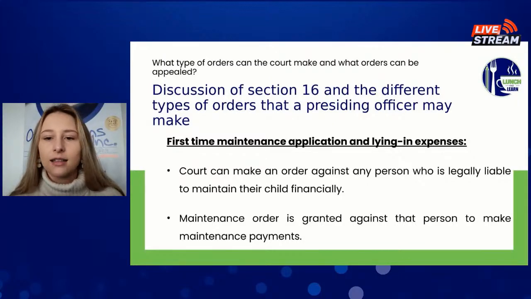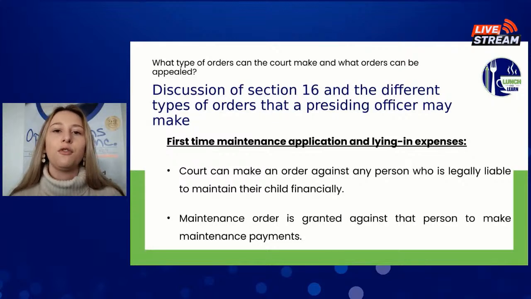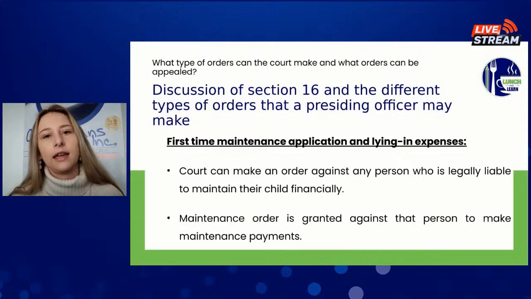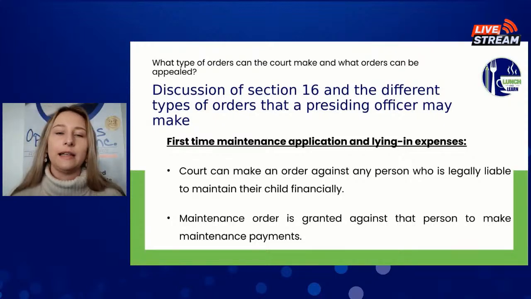This has been discussed. And then you will apply for maintenance against someone who is legally liable to maintain their child financially. Just as a recap, you are only legally liable to maintain your biological child. So the person that is applying against you has to be legally liable to maintain that child. The maintenance order is then granted against that person to make maintenance payments in accordance with the maintenance court order.